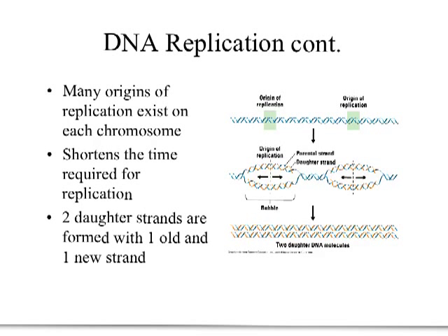This is going to greatly shorten the time required for replication, because we can start at many points and get little bits and pieces done, rather than having to start at one end and unzipping the whole thing, and having one machine go down the entire length of DNA. And then, just like I had mentioned, we get two daughter DNA molecules, one quote unquote old, and the other one is the new complementary strand that was just put together by the DNA polymerase.